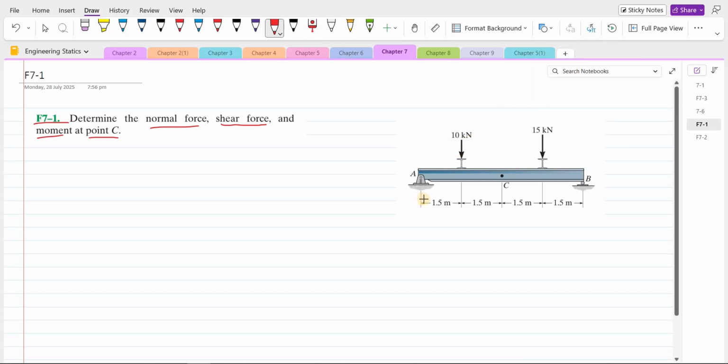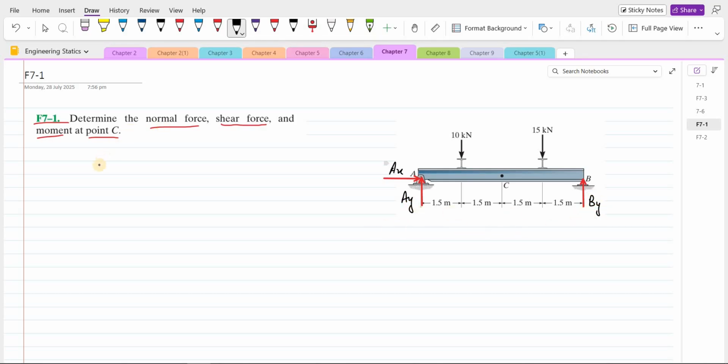The point A is pin supported, so we have a vertical support reaction and a horizontal support reaction. The point B is roller supported, so we just have a vertical support reaction. Let's label them. This right here is Ax, this is Ay, and this is By.